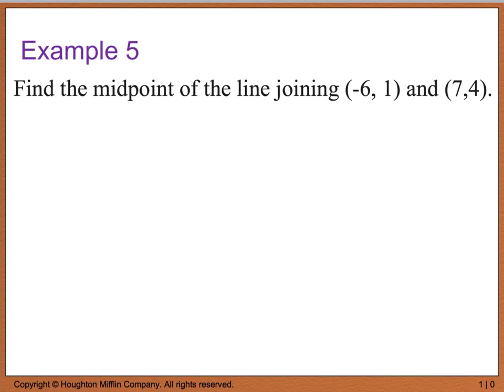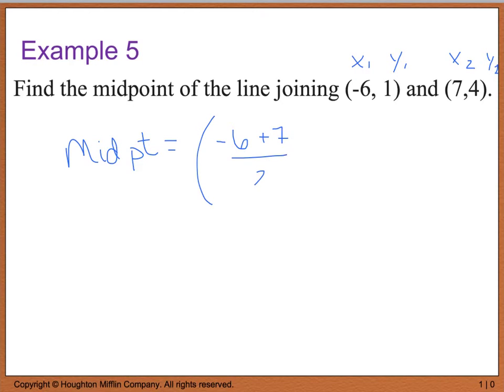So for example 5, we want to find the midpoint of the line joining -6, 1 and 7, 4. So I'm just going to call this x1, y1, and x2, y2. So I'm going to take the average of my x points. So we'll say midpoint is equal to -6 plus 7 divided by 2. And the average of my y values is 1 plus 4 divided by 2.